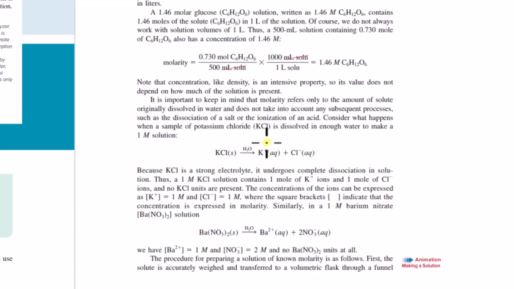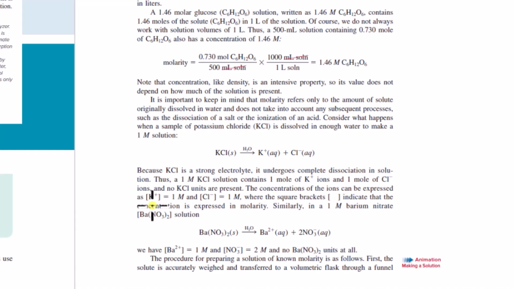There's 1 mole of K plus ions per liter of solution. There's 1 mole of Cl minus ions per liter of solution. And if we wanted to make a statement of how many total ions are in the solution, then it would be 2 molarity, because there's 2 moles of ions per liter of solution, right? But again, that's when just referring to what was originally dissolved in the solution.